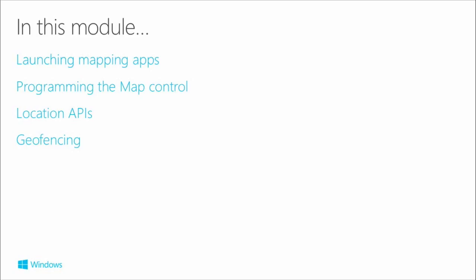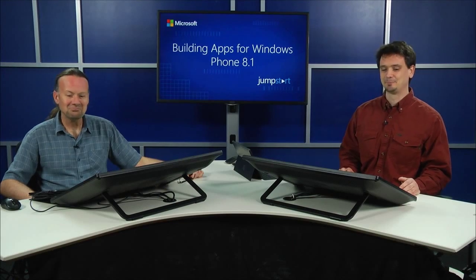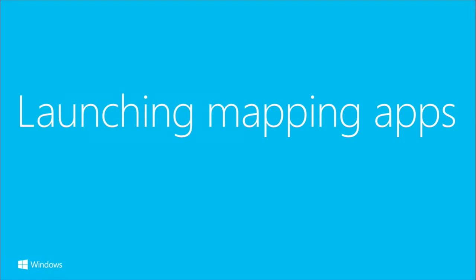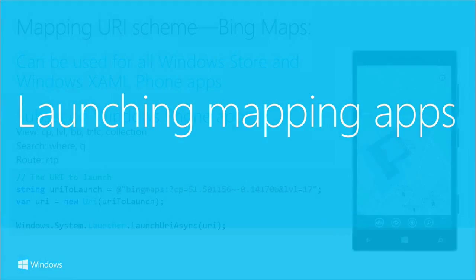And then the last one is the very exciting geofencing, where we can use a very lightweight background task sort of geofencing API that is a great way to run location-aware applications in the background without using a really resource-intensive background task that we would have been using in Windows Phone. It's really cool, Windows Phone 8. Yeah, cool stuff. So start with launching mapping applications.